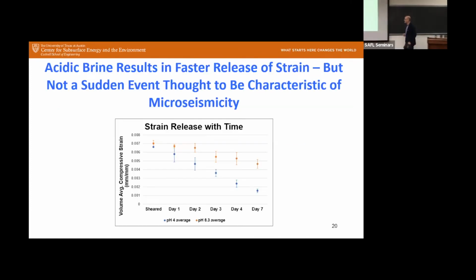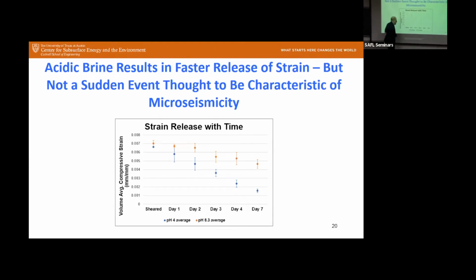All right, so this is the main result from that experiment. And then the slides after this will look at how to explain what's happening. And so our hypothesis was that if we injected acidic water, that would react with the minerals, that would loosen the contacts between the grains, and we would get more strain release over time. And what we find is at pH 4, we do in fact get more strain release over time than at pH 8. And so it supported our hypothesis that this would give rise to slip along that fracture.